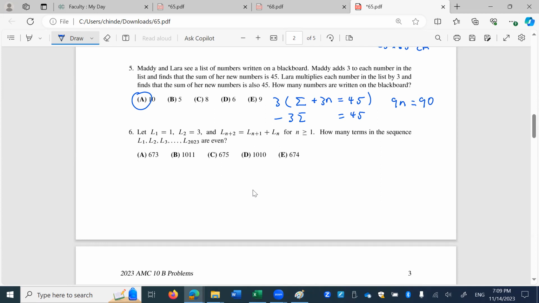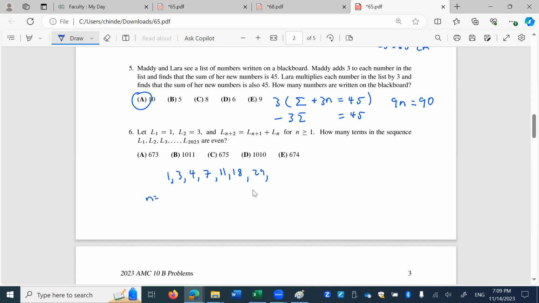Okay, L1 is 1, L2 is 3, and then L follows a Fibonacci type sequence. How many terms in the sequence are even? Let's investigate the pattern. We go 1, 3, 1 plus 3 is 4, 3 plus 4 is 7, 4 plus 7 is 11, 18, 29. And we can see that we're going to get an even number. We're never going to get consecutive even numbers, but we're going to get an even number after 2 odd numbers in a row.